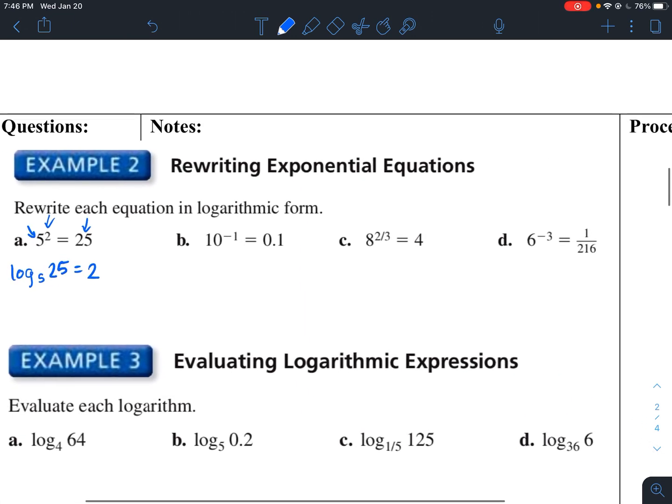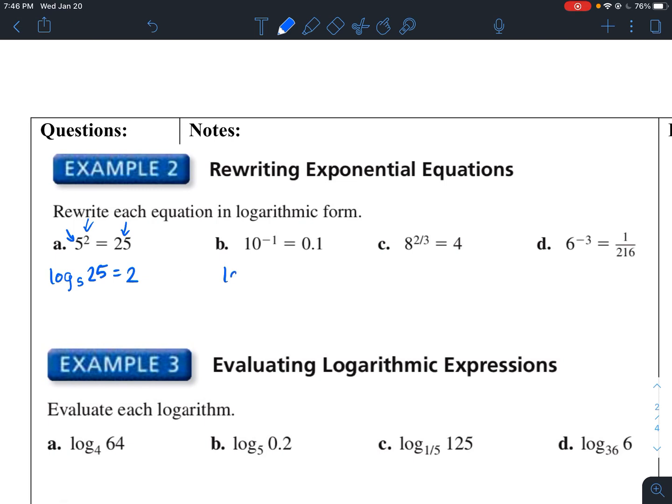So likewise, I'd recommend maybe taking a pause, see if you can write these quickly on your own, and then press play and see if you get the same thing that I do. So from here, I know that this is going to be log base 10 of 0.1 is equal to -1. For C, log base 8 of 4 is equal to 2/3.